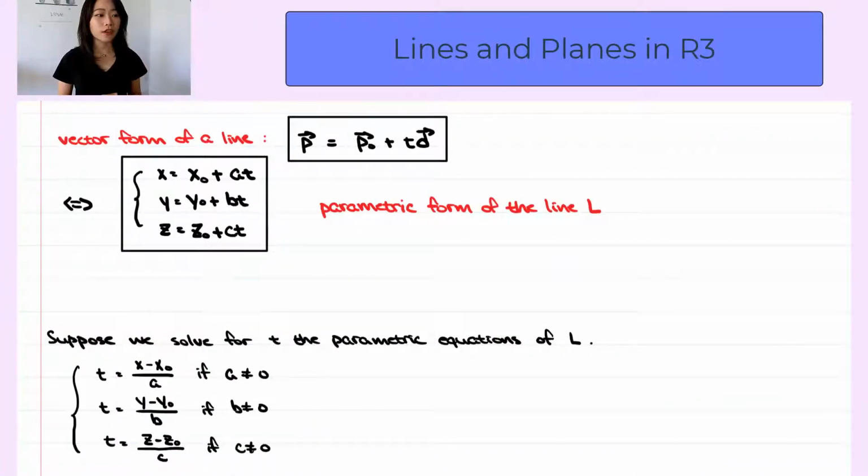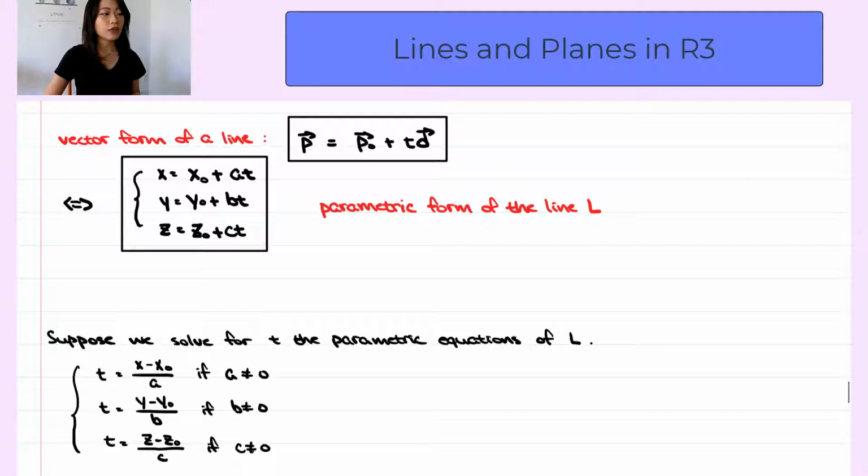From the parametric form, since we are simply writing all the components from the vector form, for a point on the line, the free variable T in the parametric form should be the same. So we can also solve for T and equate the three equations. Suppose from the x component, from the parametric form, we have x equals x0 plus a times t. If we solve for t, then we get x minus x0 divided by a. Similarly with the other two components.